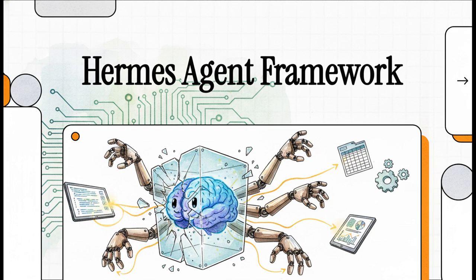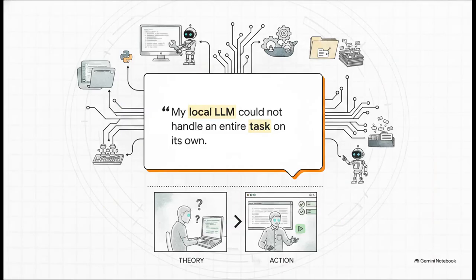We are going to dive deep into the Hermes Agent framework, which is a system that literally gives your local AI hands. It completely transforms it from the static chat interface into a fully autonomous task-finishing machine. To really grasp why this is such a huge deal, we kind of have to look at where the frustration started. The author of our sourced article hit the nail on the head, saying, "My local LLM could not handle an entire task on its own."